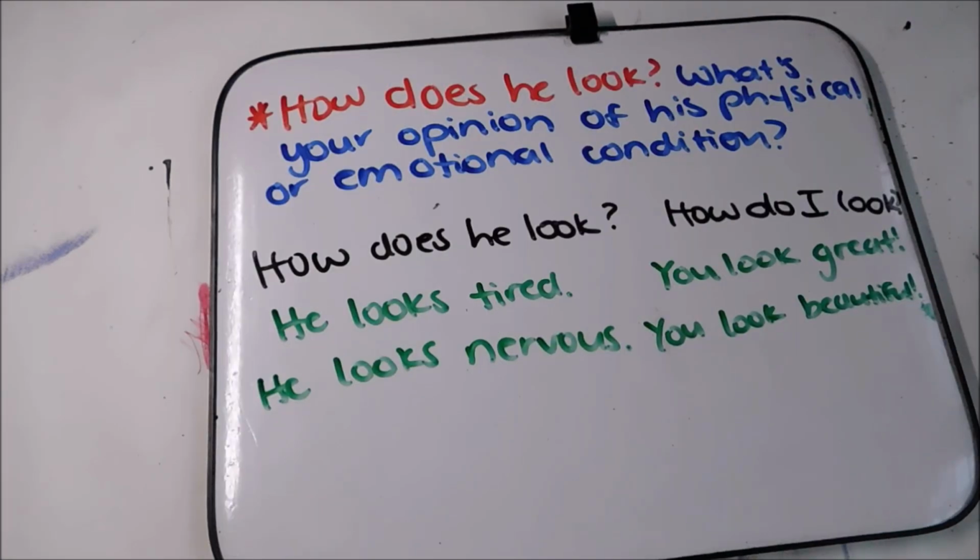When somebody asks, how does he look? They don't want to know what his physical appearance is. What they want to know is your opinion of this person's physical or emotional condition. An example of the emotional condition is this one. How does he look? And you can say that the person looks tired, or they look nervous, they look excited.